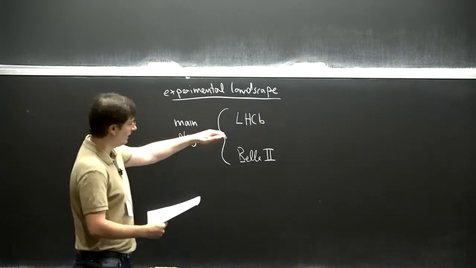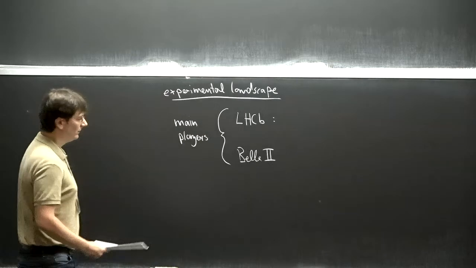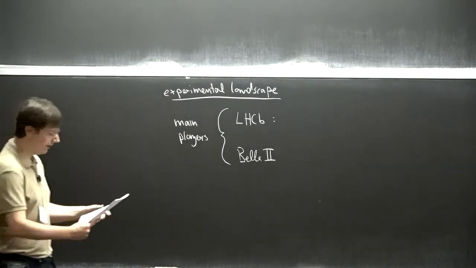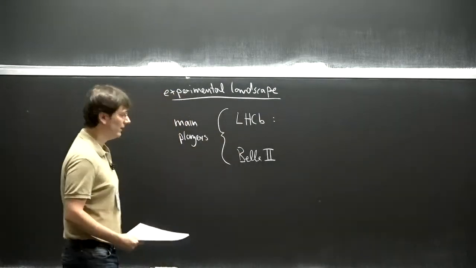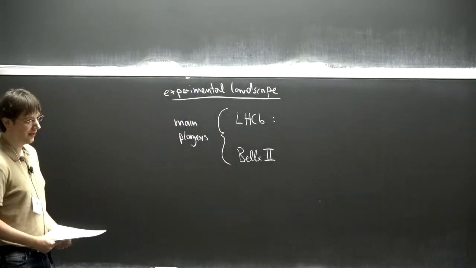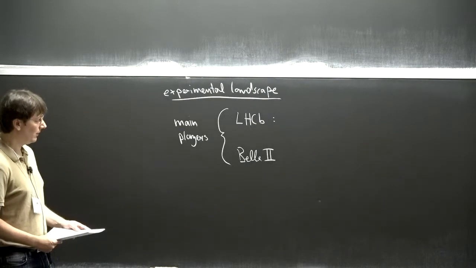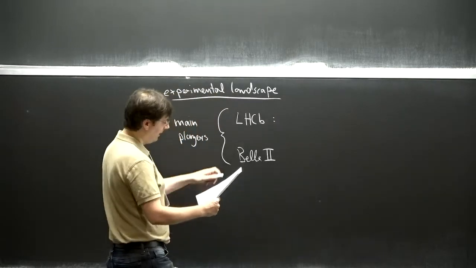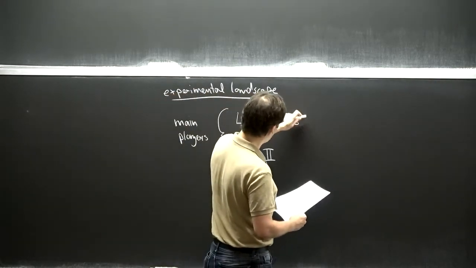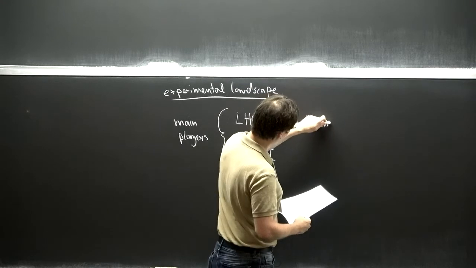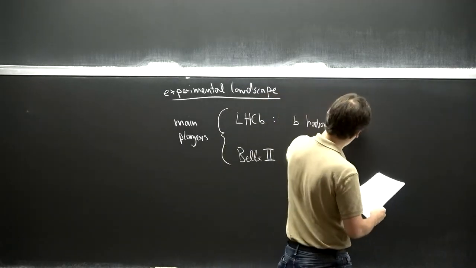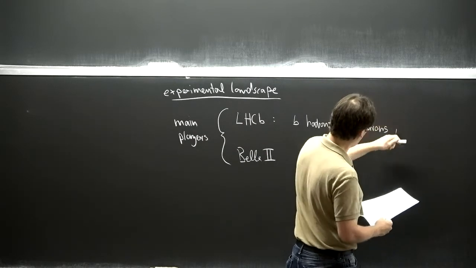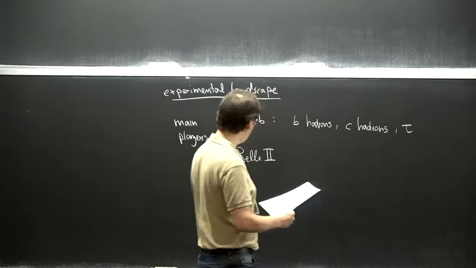LHCb sits at the LHC, a proton-proton collider. So we have a large production cross-section of all kinds of B hadrons, D hadrons, charmed hadrons, and also taus. So what LHCb does is physics of B hadrons, of charmed hadrons, and it can also do tau physics.